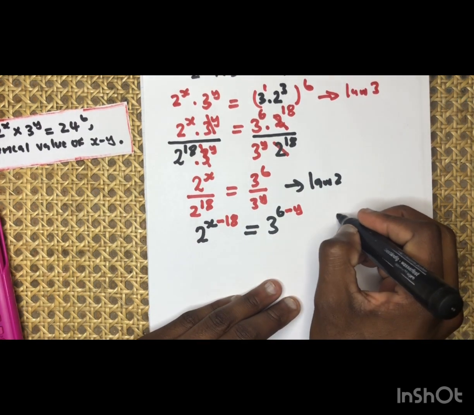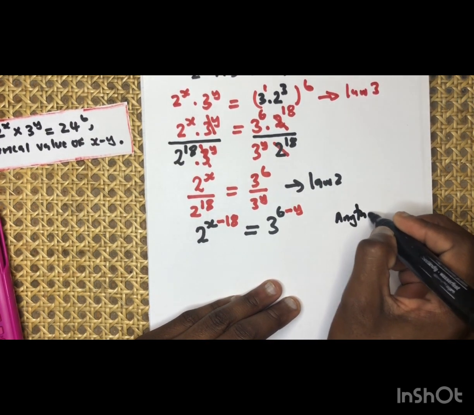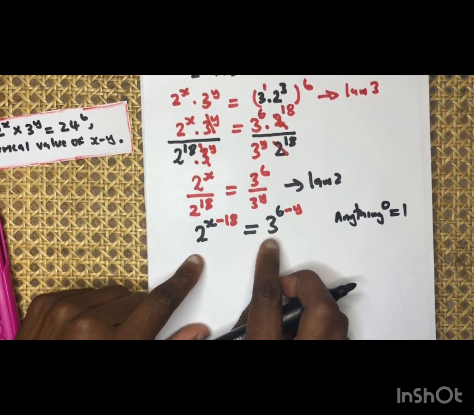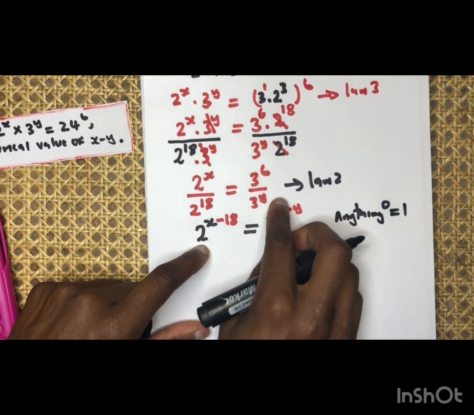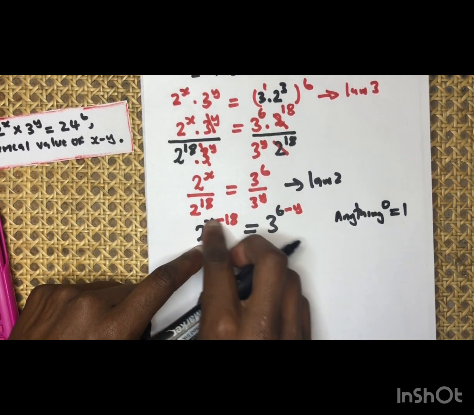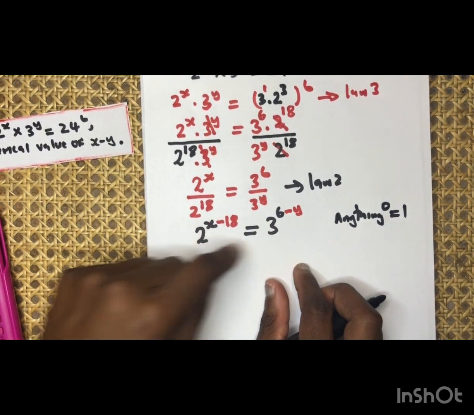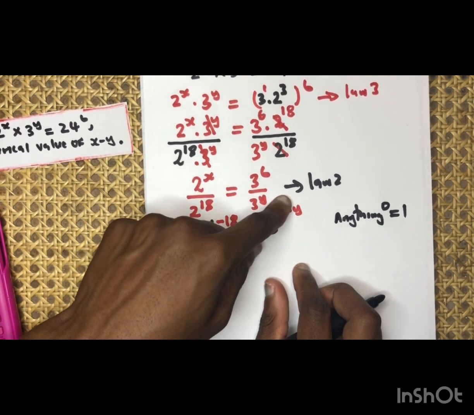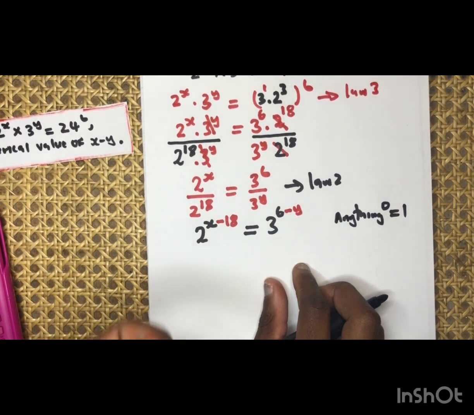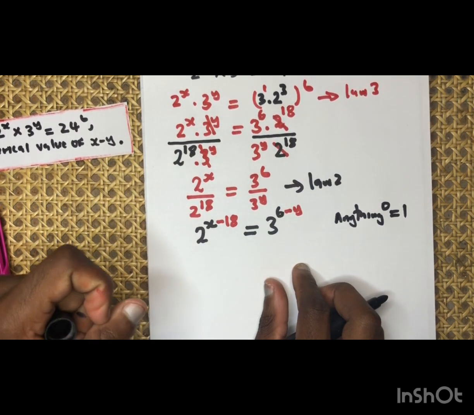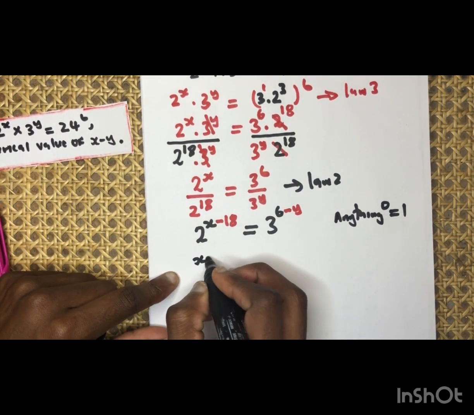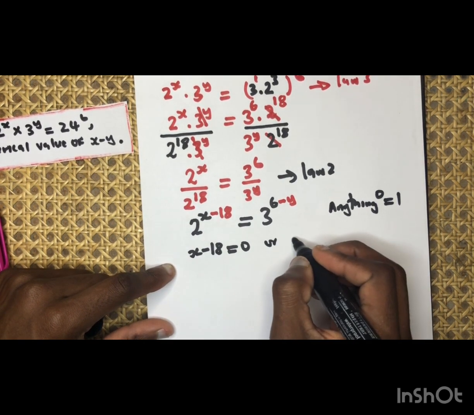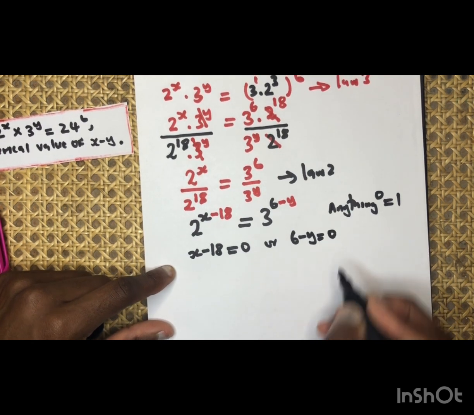We know that, guys, anything to the power 0 will always give us 1. So in order for the left hand side to be equal to the right hand side, if I set this exponent to be equal to 0 and set this one to be equal to 0, the left and the right can be equal. Understand? Because 2 to the power 0 is 1, 3 to the power 0 is 1. That's the only whole number that can make the left and the right equal here. So I'm going to say x minus 18 must be equal to 0, or 6 minus y must be equal to 0.